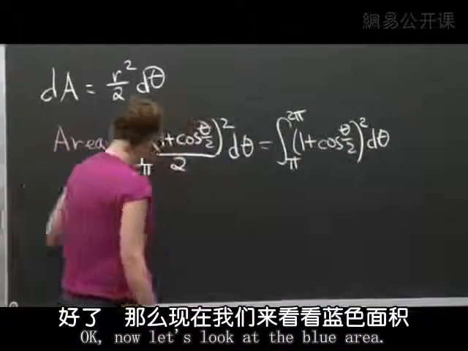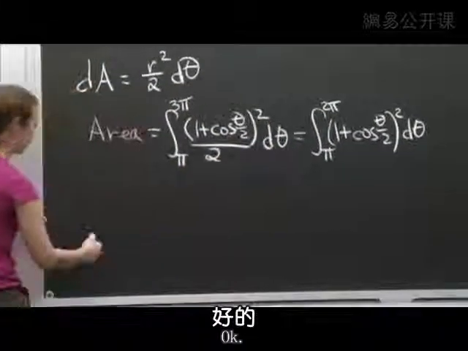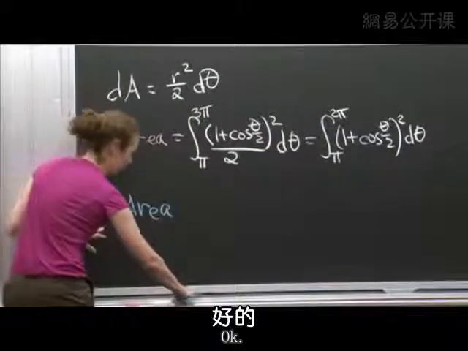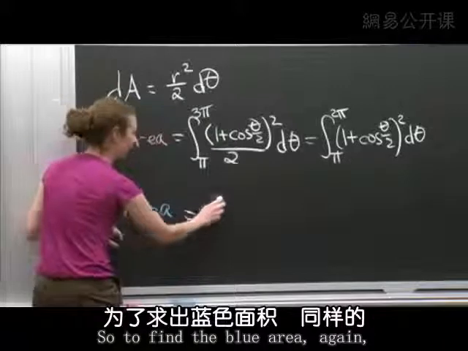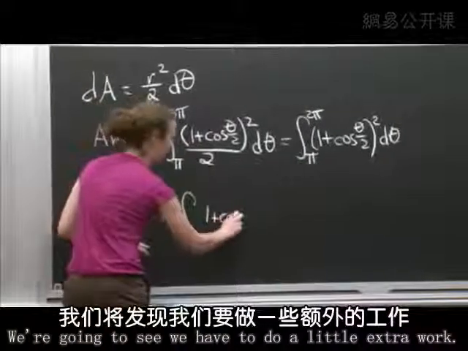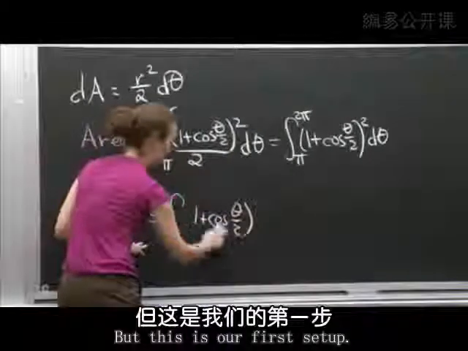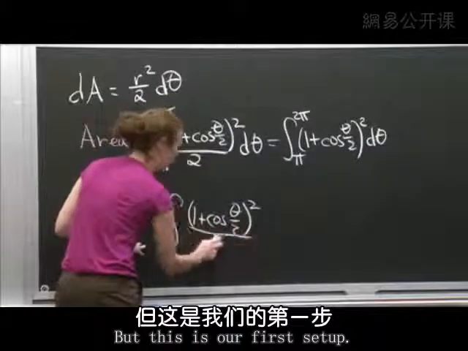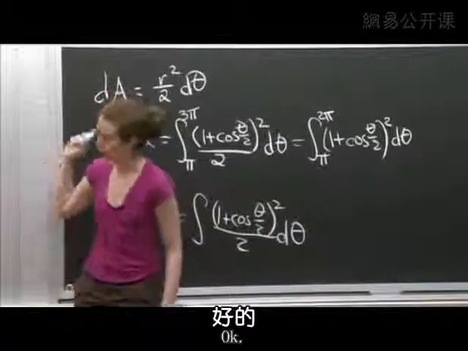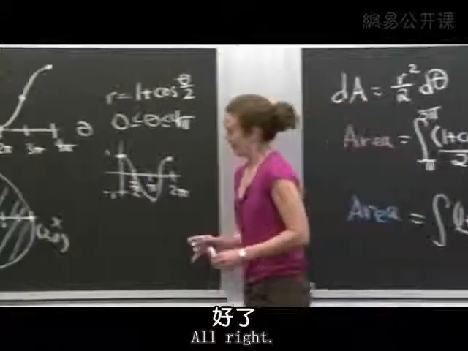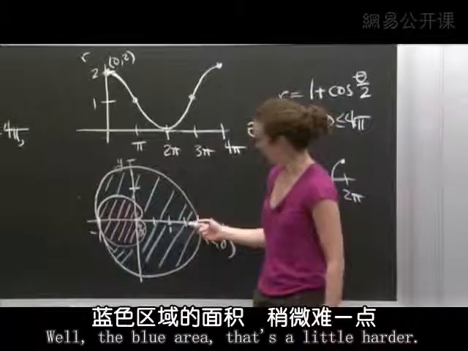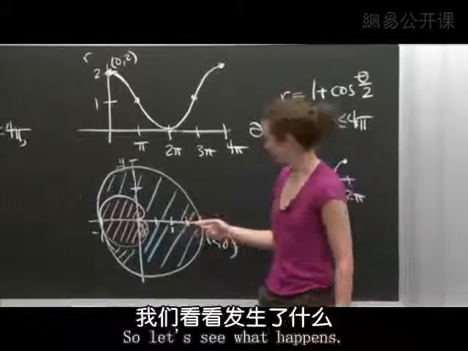Okay, now let's look at the blue area. So to find the blue area, again, I know all that matters is really the bounds. We're going to see we have to do a little extra work. But this is our first setup. And now let's go look at the bounds. So we go back to the curve. All right, what is the blue area? Well, the blue area, that's a little harder. So let's see what happens.